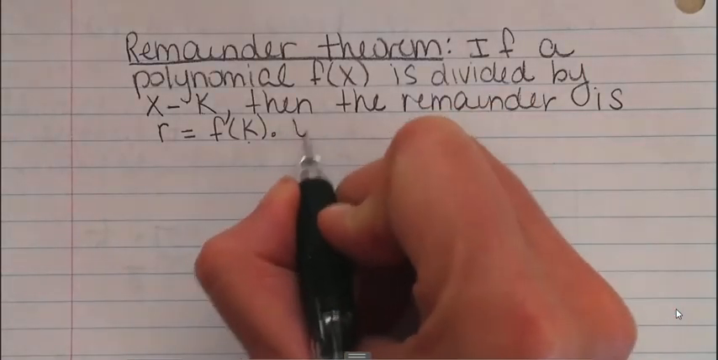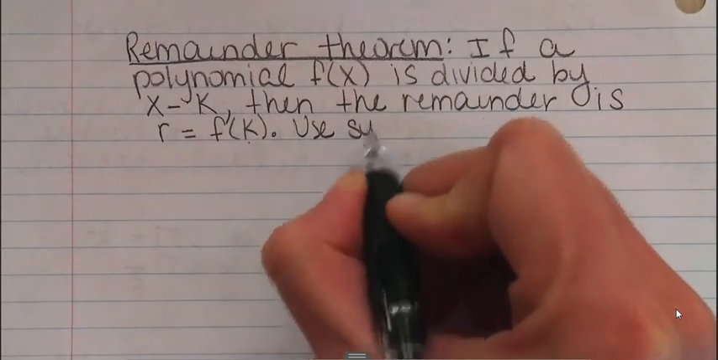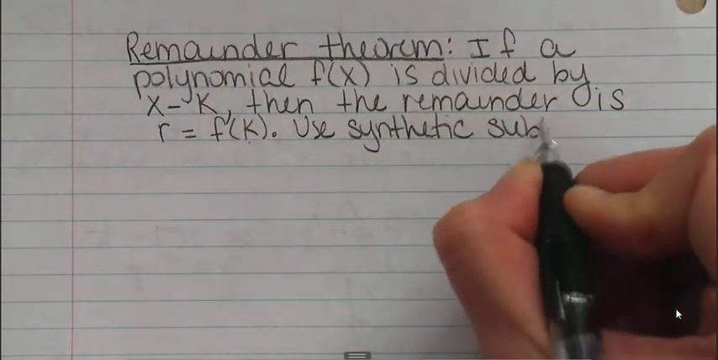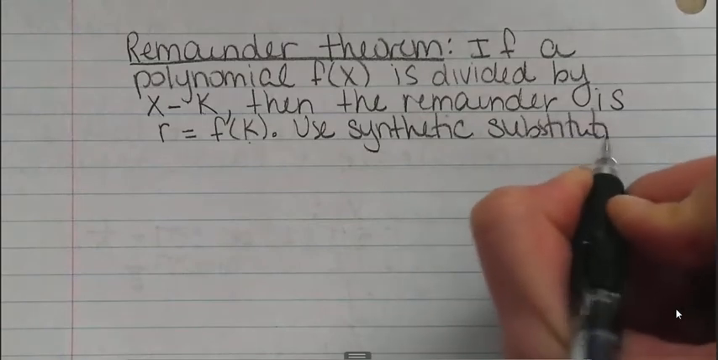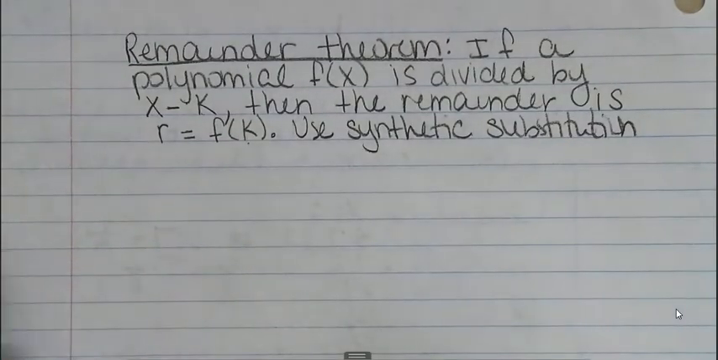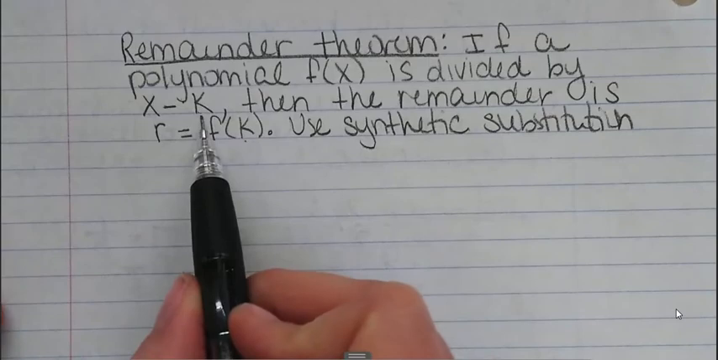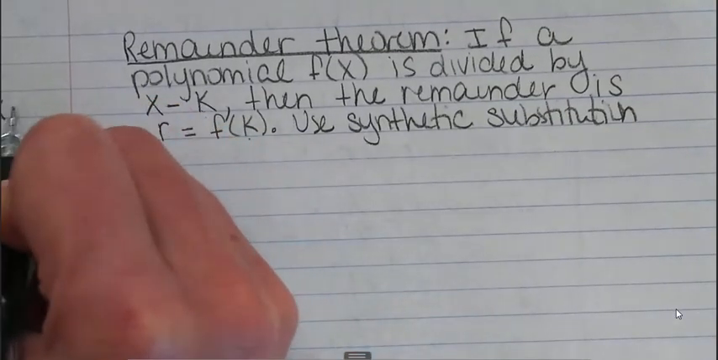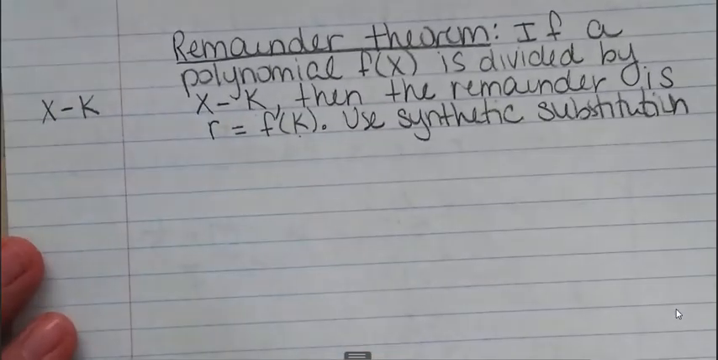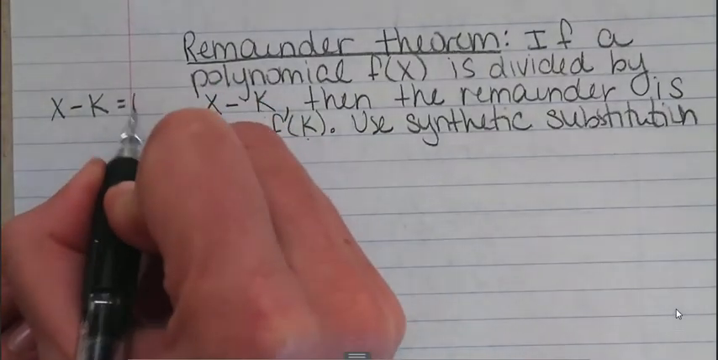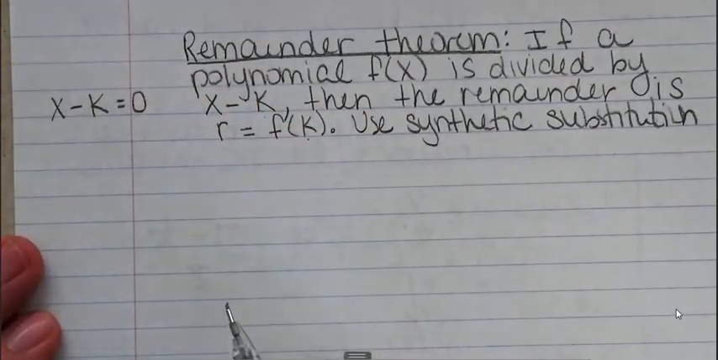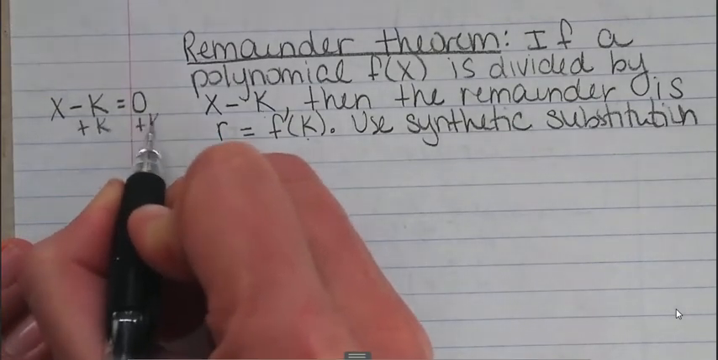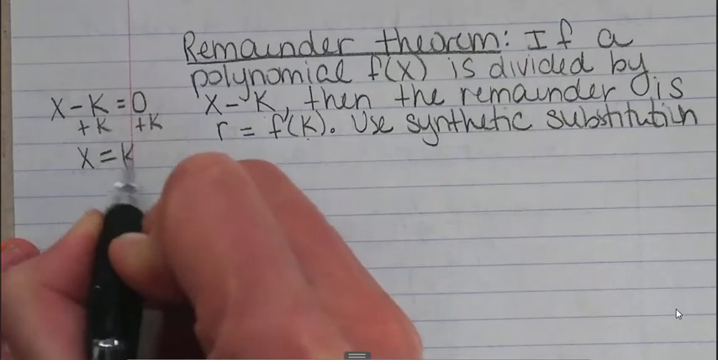So to do this, you're going to use synthetic substitution. Okay, so how do you know what k is? Well, you're always going to take your binomial, for example, x minus k. You'll set that equal to 0, just like you do with any factor, right? And you're going to then add k to both sides, and that's what x is going to be.